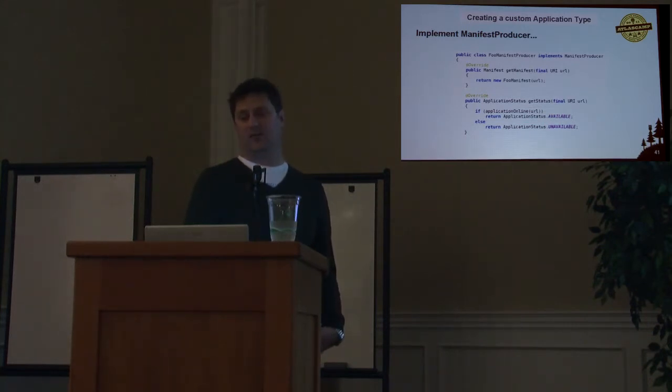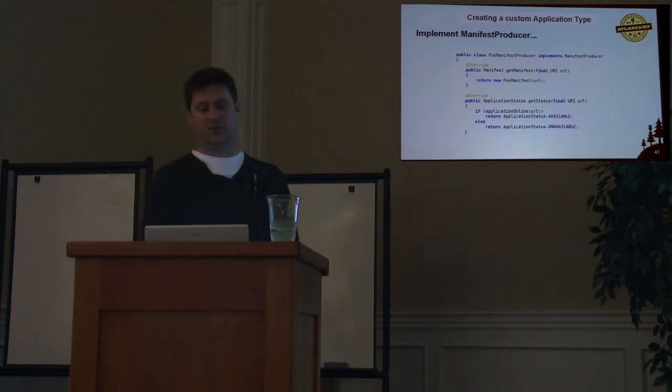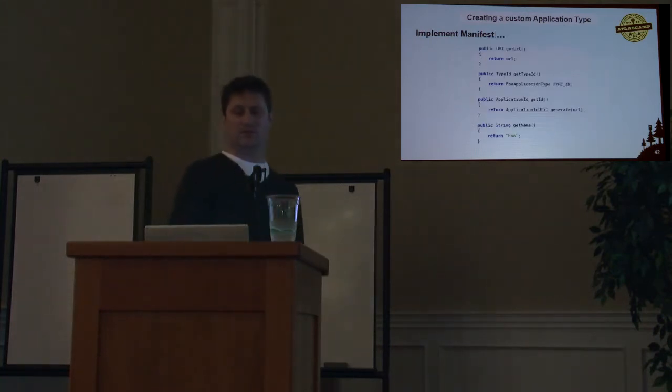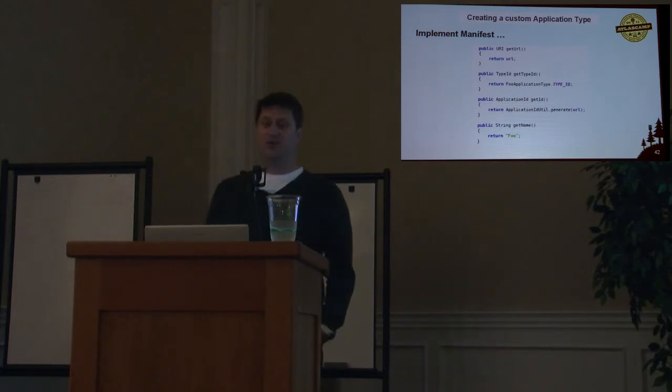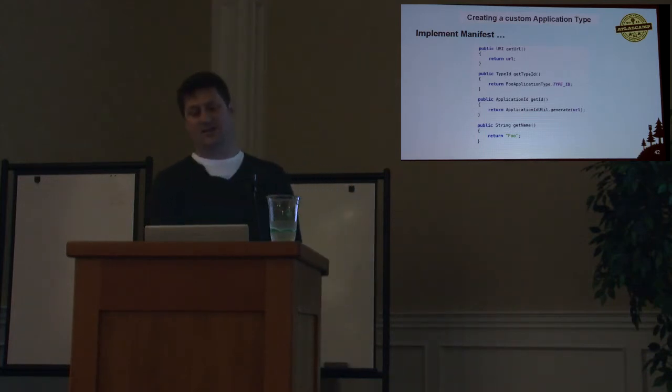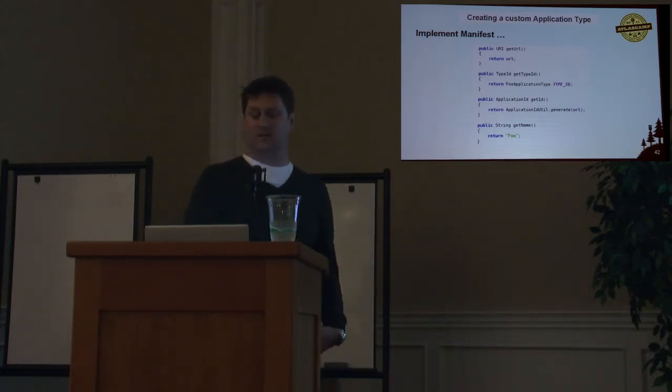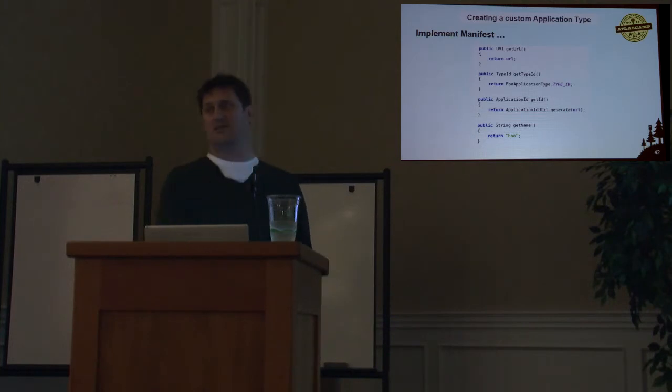And apart from that, obviously, it's a manifest producer, so it produces a manifest. The manifest has a few methods, but they're mostly pretty well boilerplate. It has a type ID just to tie it back to the application type that we set up before. It needs an application ID for the specific application that we're linking to of that type, but we have helper methods to help you generate that, and then it has a name of the type.